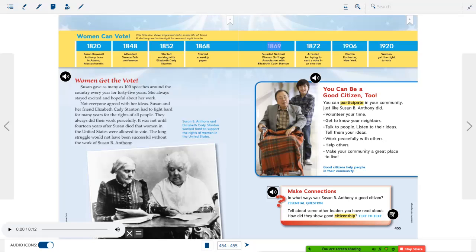1869. Make connections. In what ways was Susan B. Anthony a good citizen? Tell about some other leaders you have read about. How did they show good citizenship?